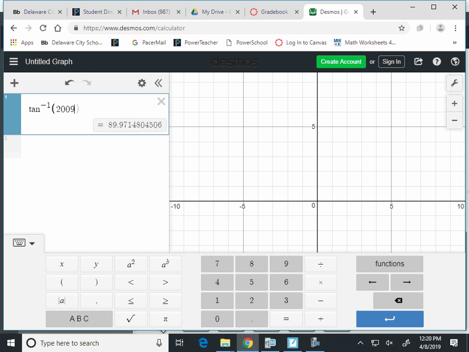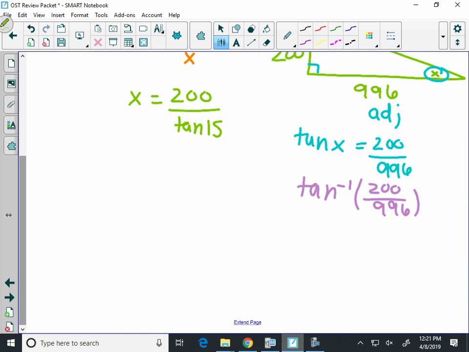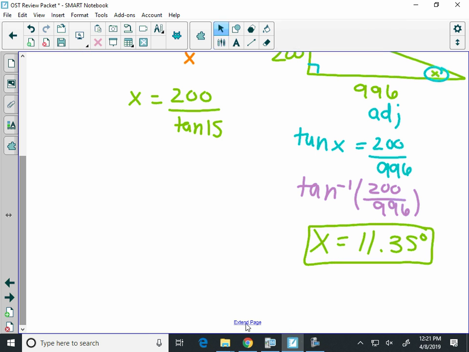200 divided by 996. So the measure of that angle to the nearest hundredth would be what? 11.3. The 4 would have bumped the 5 up or keep it the same? Keep it the same. So it's 11.35 degrees. Questions over that?